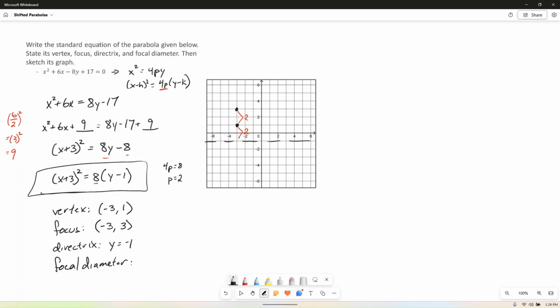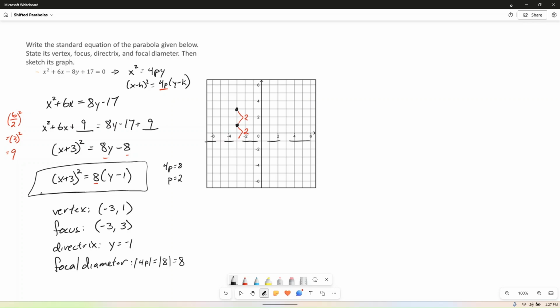The other piece of information that might help us finish this graph is figuring out the focal diameter. Remember, the focal diameter is the absolute value of the 4p, which in this case, the 4p is an 8, and the absolute value of an 8 is an 8. So the graph has to be 8 units wide as you pass through the focus. So that means from the focus to the left is a distance of 4, half that distance. And the distance from the focus to the right side of the graph is also 4, right? Because a total distance of 8 means 4 to the left and 4 to the right.